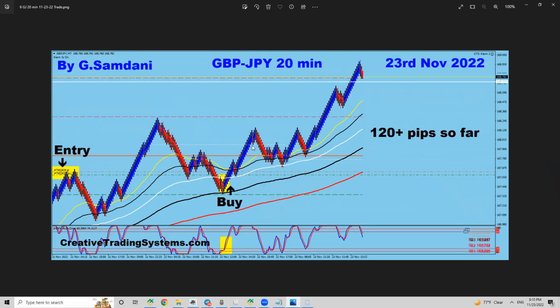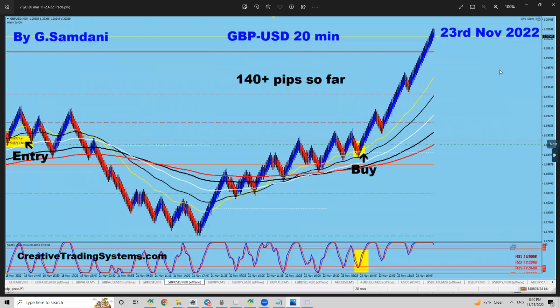And on the 23rd, this is the Pound Yen. This is a long entry here, right? All the entries on the left hand side with SL moved to break even plus, you can see, and everything is by the book, by the setup, nothing without the setup. So this one for 120 pip. Now the 23rd, Pound USD, also like I said, pound was on the move, so 140 pip here, straight up from here to here.